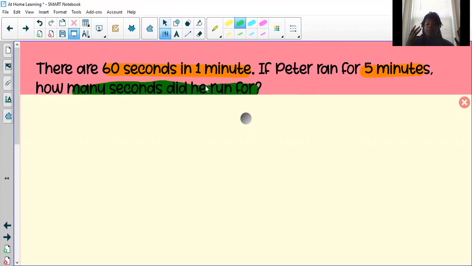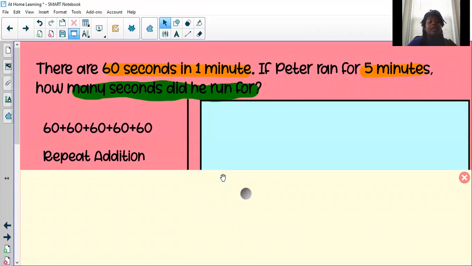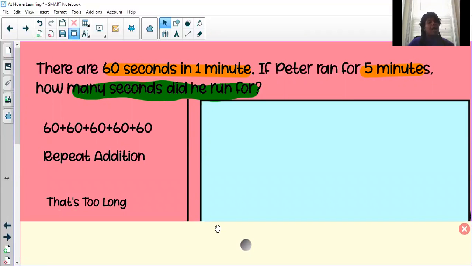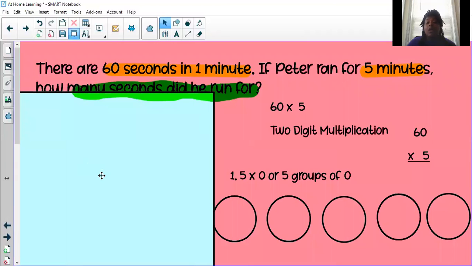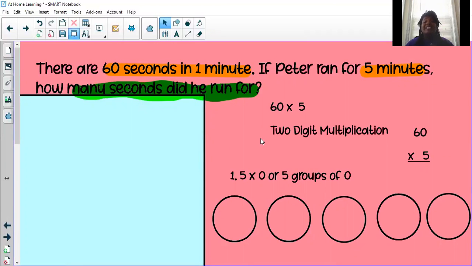So with this kind of problem, we can technically do the same thing that we did in the first problem with 24 hours in a day. Because it's 60 seconds in a minute, that means it's 60, 60, 60, 60. It's a repeat addition. We could do repeat addition, but it's too long. So I'm going to help us out today and do it in multiplication. It will be 60 times 5, because if we did 60 plus 60 plus 60 plus 60 plus 60, we added 60 five times. So that means 60 times 5.